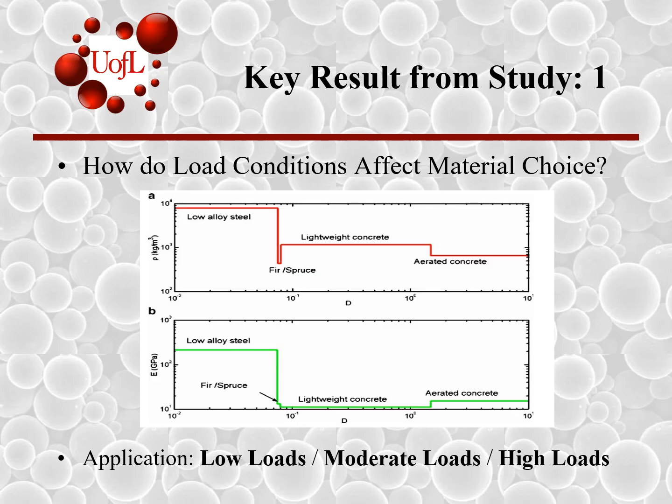This graph shows the design index on the x-axis, and the top plot has density on the y-axis, and the bottom has Young's modulus. As you can see, concrete is more fit for low loads. Wood or aerated concrete are more fit for moderate loads, and low alloy steels are more fit for high loads.